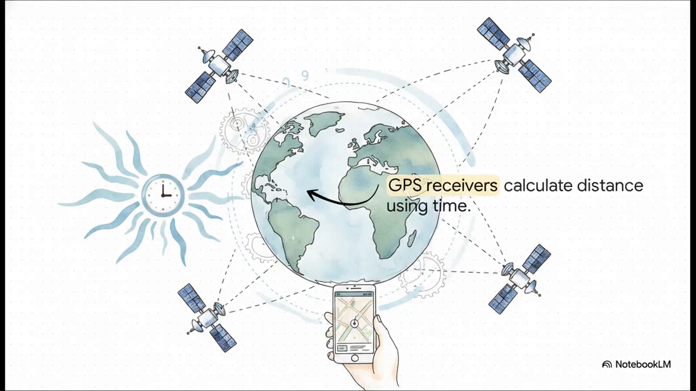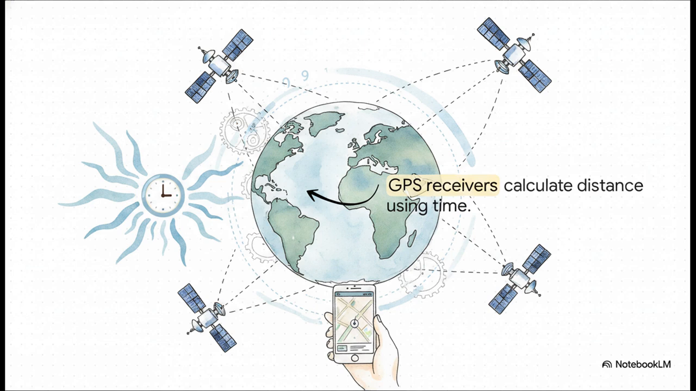And this brilliantly illustrates a really common misconception. People often think your phone sends a signal up to space to find your location. It definitely doesn't. Your receiver only listens for signals coming down. Because we know the speed of light, your phone simply calculates the exact time that signal took to travel from the satellite down to your hand. By multiplying that time by the speed of light, it calculates exactly how far away that satellite is.